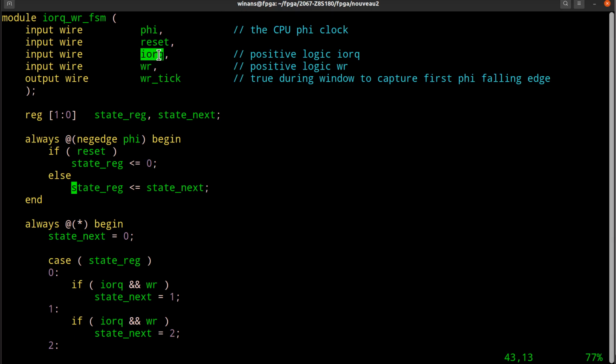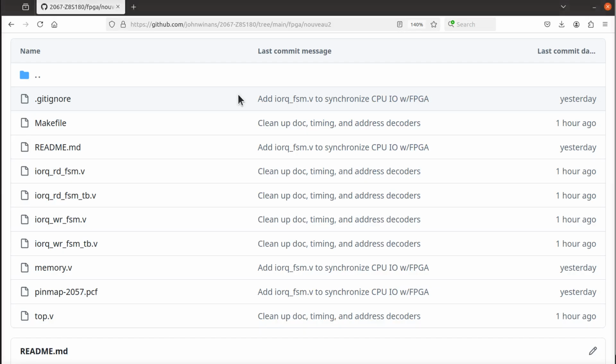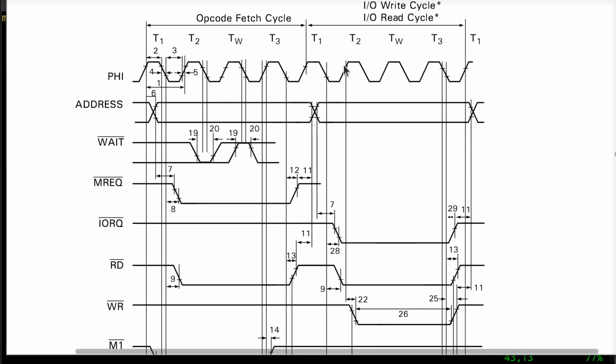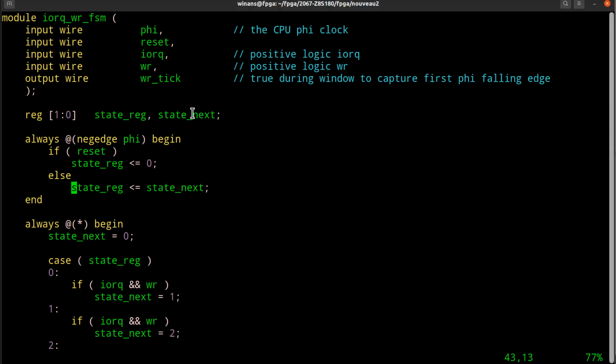IO rec is the IO rec signal from the CPU, but it's in positive logic form. Okay? Write is from the CPU in positive logic, high when it's true. Write tick is going to be my 1 cycle long write signal. It's going to be a lot like this IO rec, but as I said before, it's only going to last for 1 period of phi. Okay?